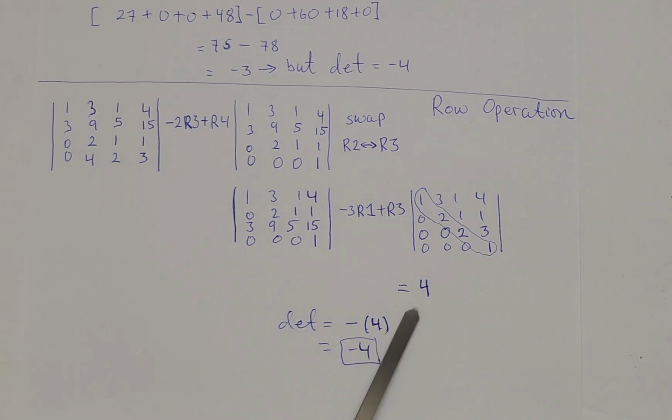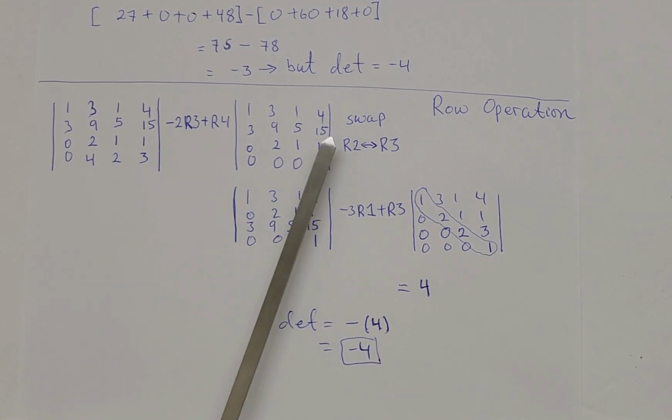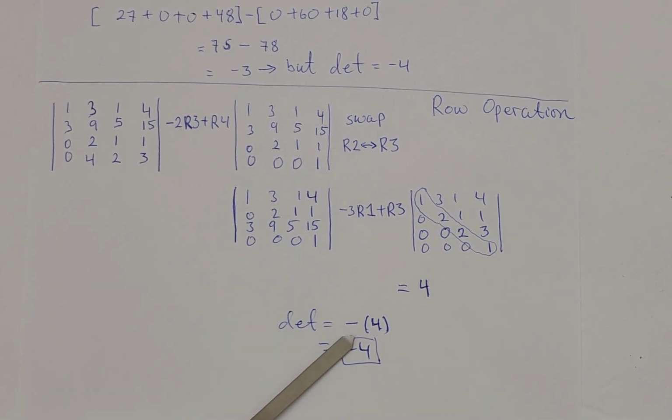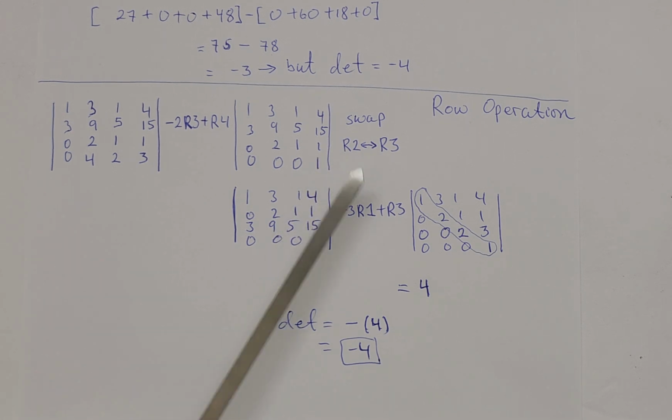Okay, however, in the beginning I did switch the rows. Remember the rule, if I switch the rows, I need to put another negative in. So now it becomes negative 4. Okay, so be very careful. One more time. When you switch rows or columns, don't forget to put another negative in.